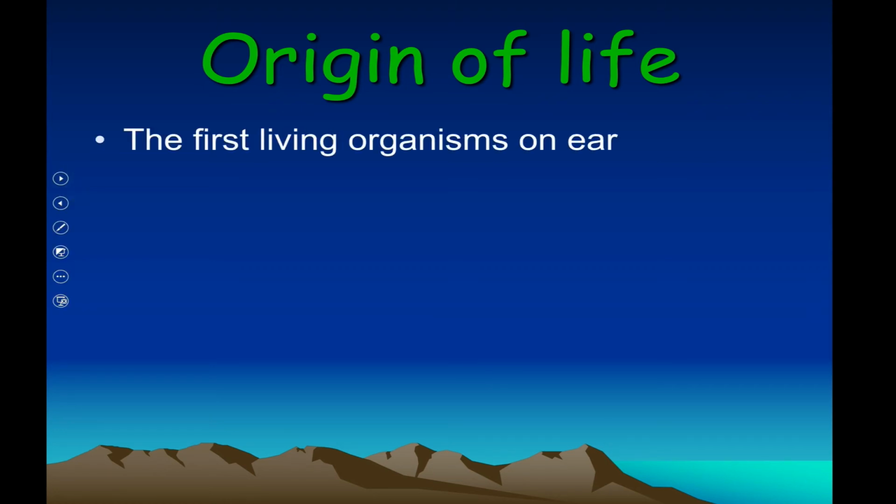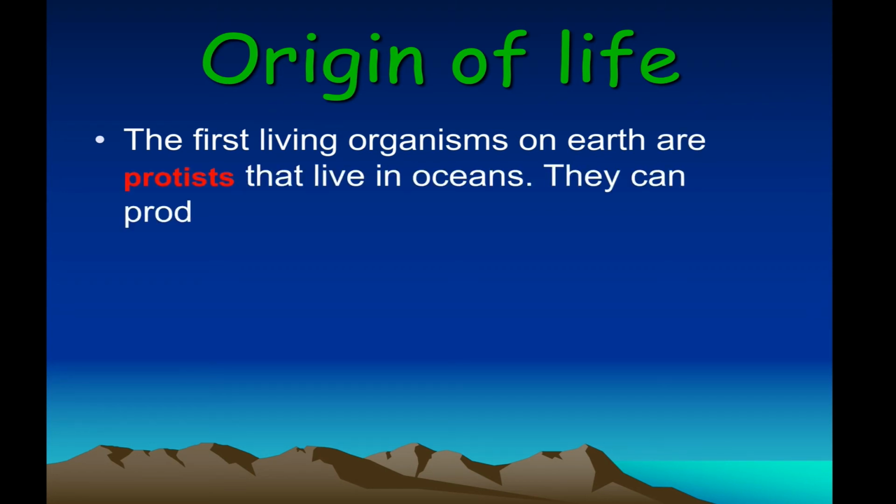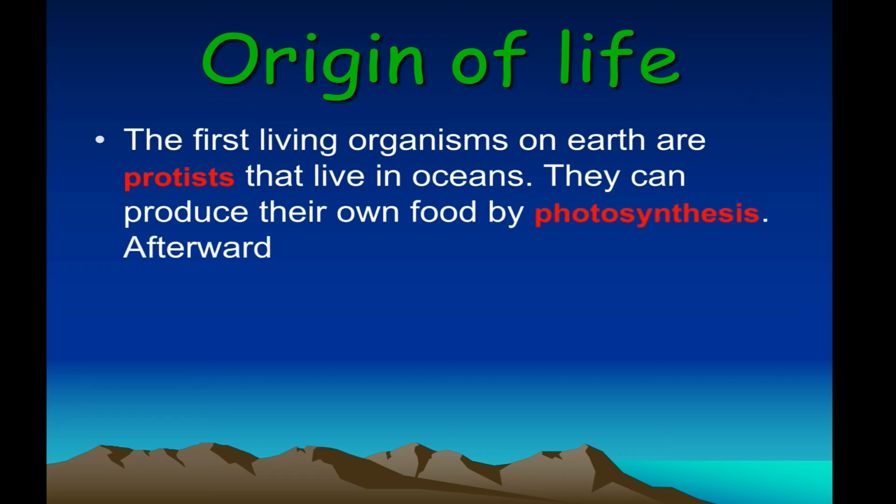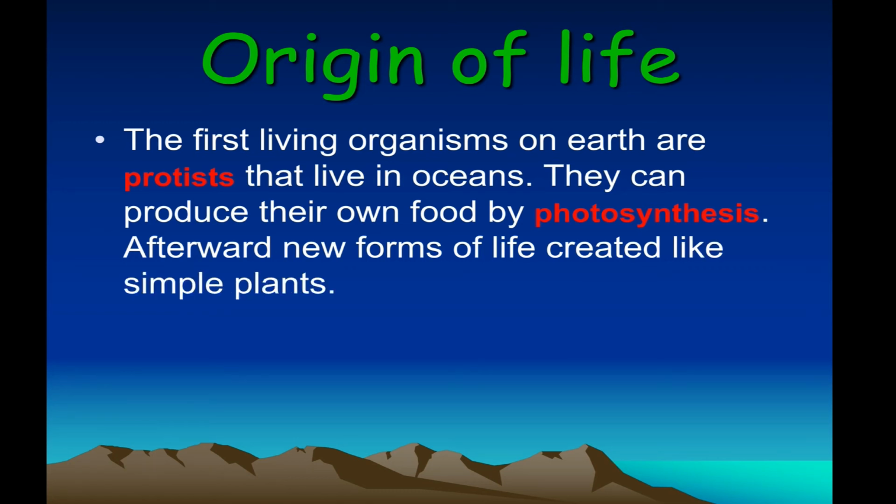The first living organisms on Earth are the protists. They live in oceans. This life started in water. They can produce their own food by photosynthesis. We may remember photosynthesis from previous chapters, in which plants make their own food by using sunlight, water, and CO2.